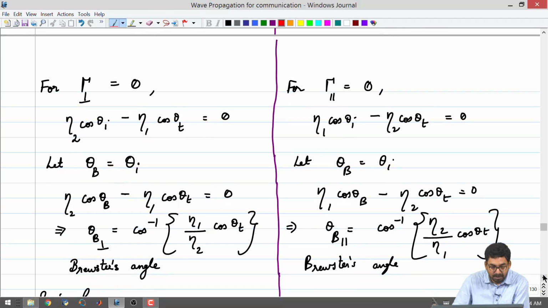We also saw that in order to make the reflection coefficient 0 in both the polarizations, there is a possibility of using different incident angles for a given material configuration. So, the general form is, for the perpendicular polarization, you will have cos inverse of eta 1 by eta 2 cos theta t. And for the parallel polarization, eta 2 by eta 1 cos theta t. So, it is just reversal of the intrinsic impedances.